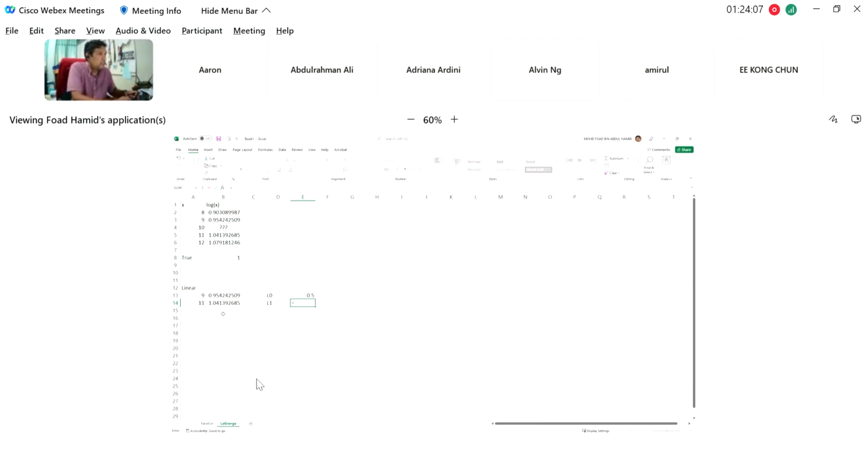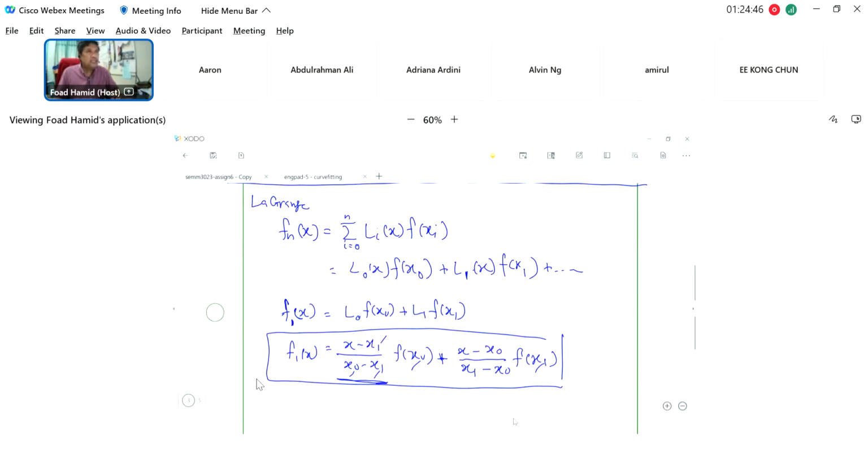And the same thing for L1, which is now just x minus x naught, which is $A$4 minus x1, which is this one. Oh, sorry, x naught, divide by x1 minus x naught. Okay, so this is the formula, yeah? This is the formula.